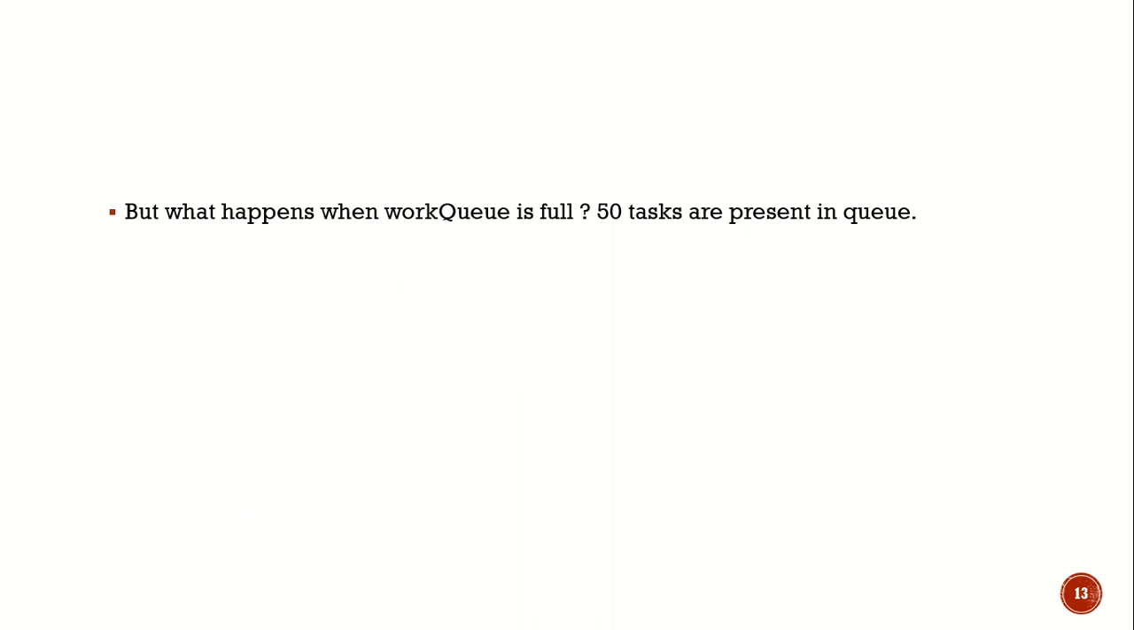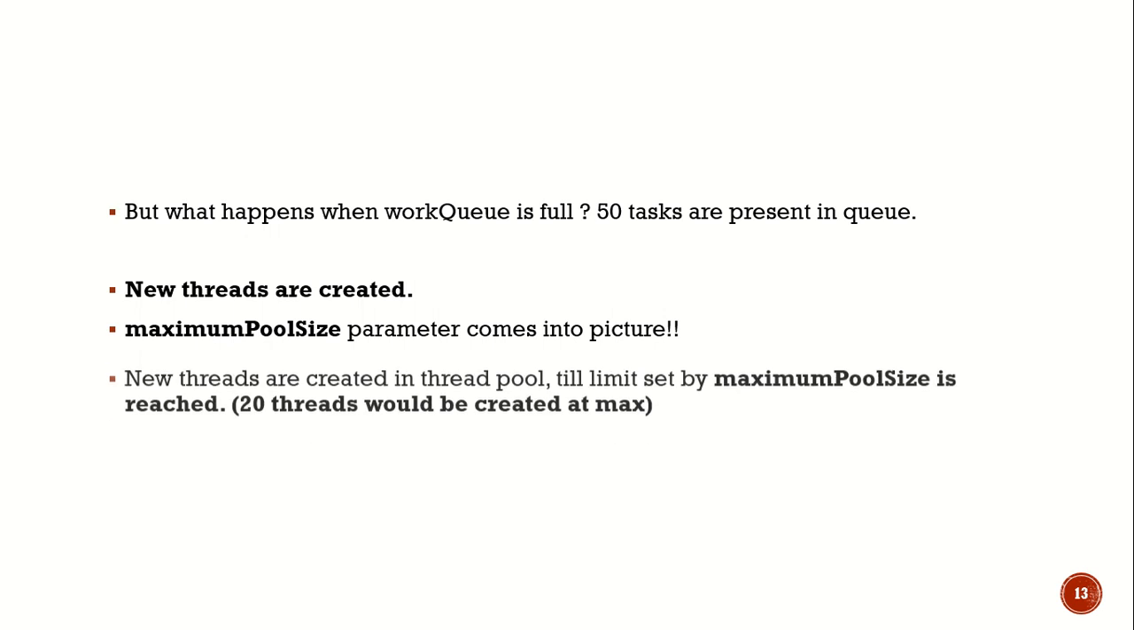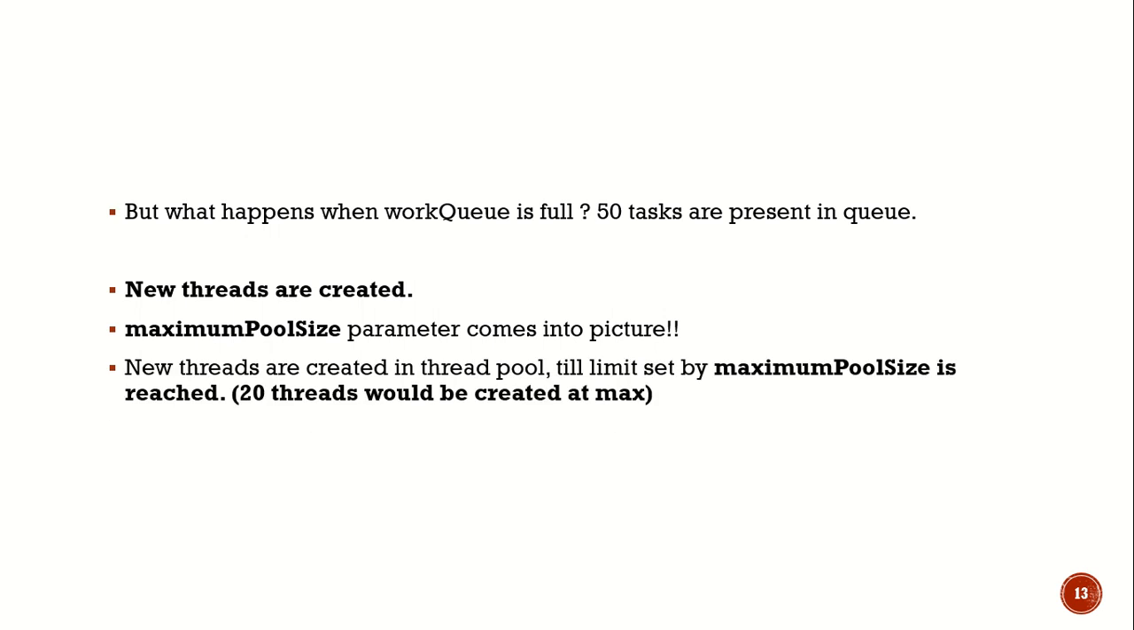But what would happen when the work queue is also full? That is, 50 tasks are present in the queue. So again, kindly pause the video here and take a guess. New threads are created. That is, the maximum pool size parameter comes into the picture. So new threads are created in the thread pool till the limit set by maximum pool size is reached.